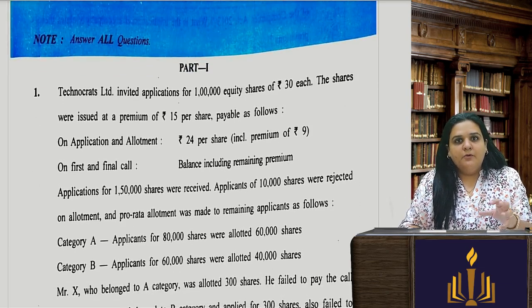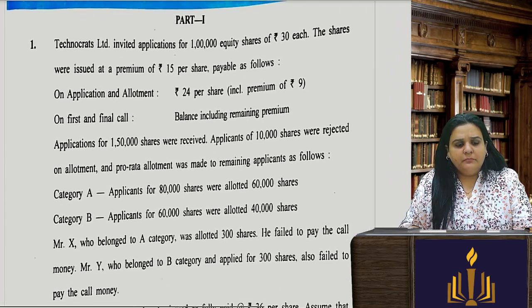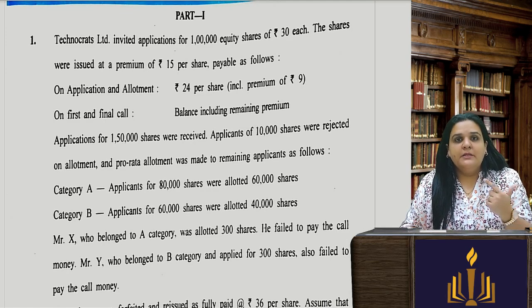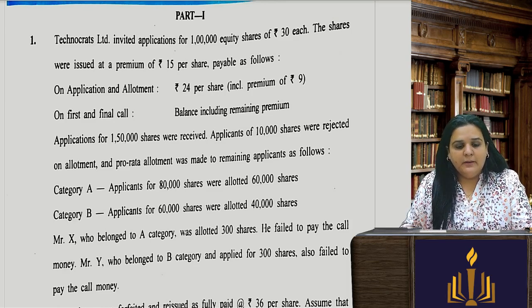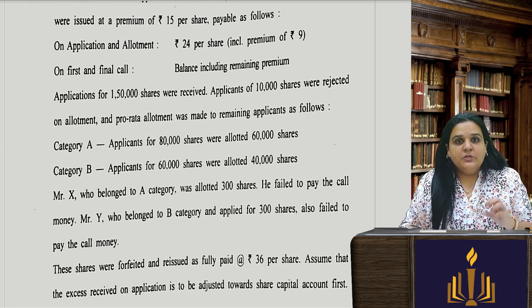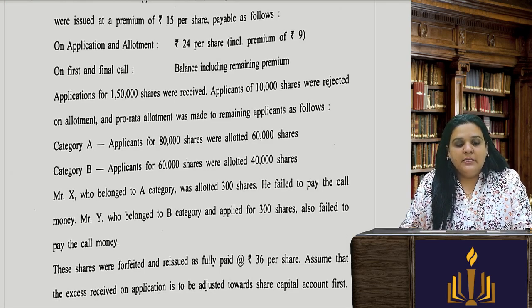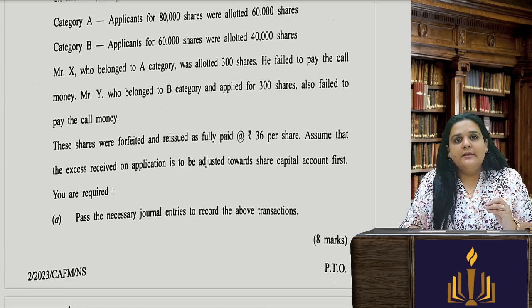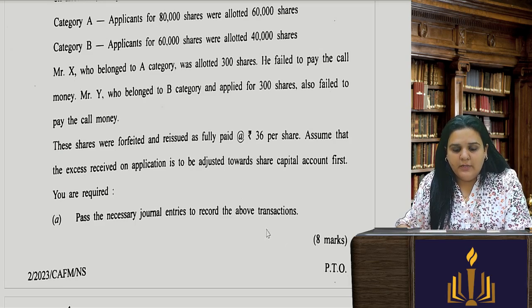If you see Part 1, the first question, here they have given you the entire details of an organization for shares, with the amount of application money, allotment money, first and final call money, and the amount of premium they are going to collect on the shares. In this first question, they are asking you about pro rata, the number of shares which they have rejected, the pro rata allotment and forfeiture. The entire journal entry and recording of the transactions is for a good 8 marks.